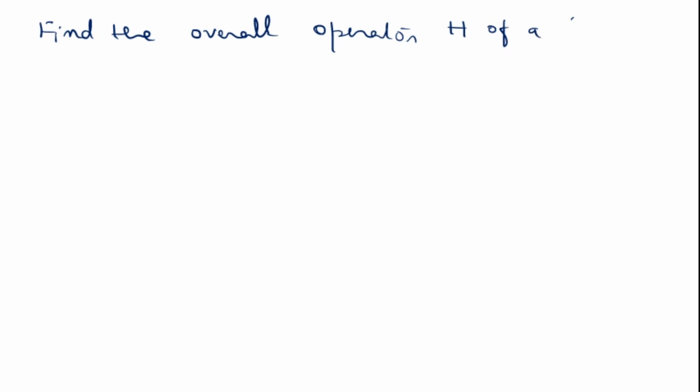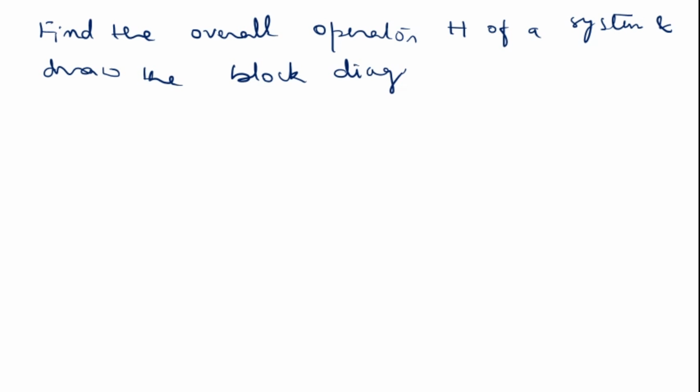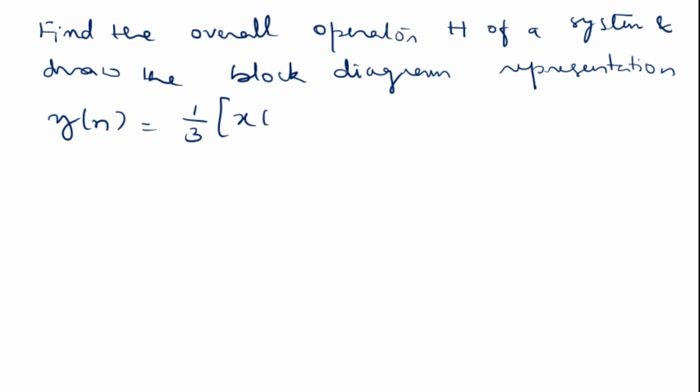Next problem, find the overall operator h of a system and draw the block diagram representation. y of n is equal to 1 by 3 into x of n plus 1 plus x of n plus x of n minus 1.